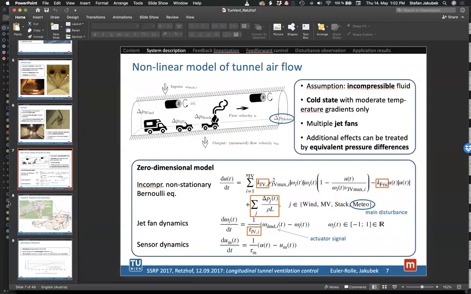Let me talk about the modeling. And of course, this is fluid dynamics that you have to do. You have to use the non-stationary Bernoulli equation. It's the Bernoulli equation for non-stationary flows for incompressible flows. So air by itself, of course, is compressible, but since the flow is so slow, it can be treated as incompressible. And you see there is a number of components to be modeled.